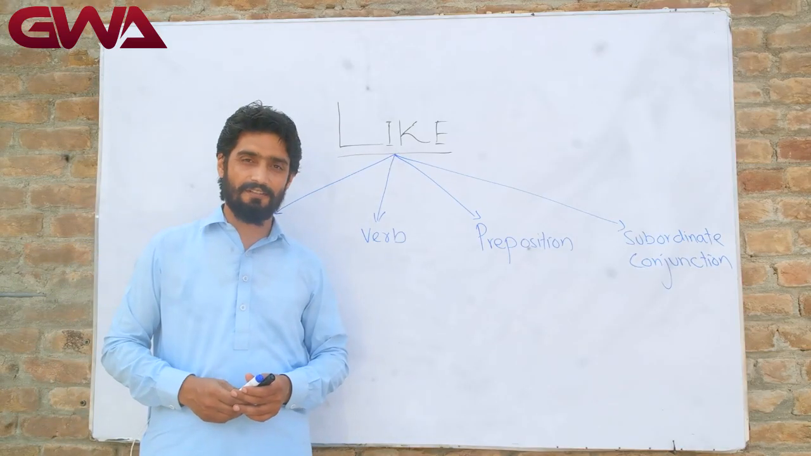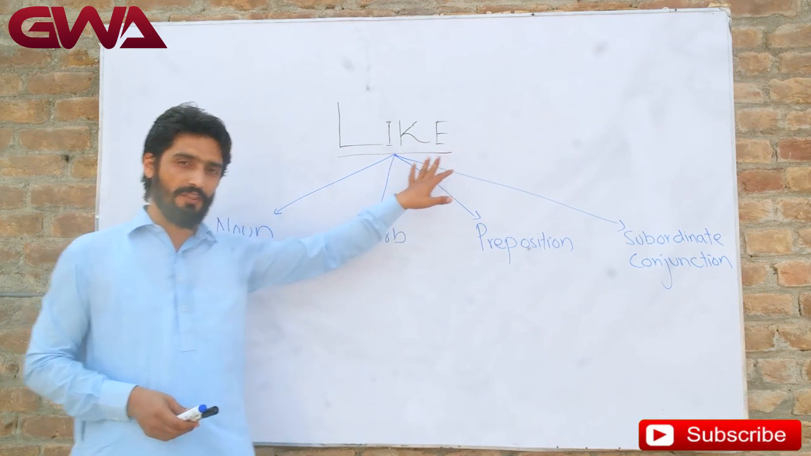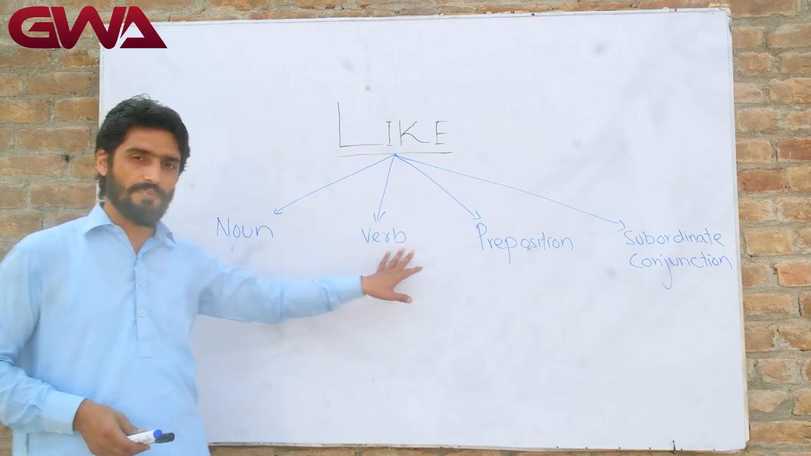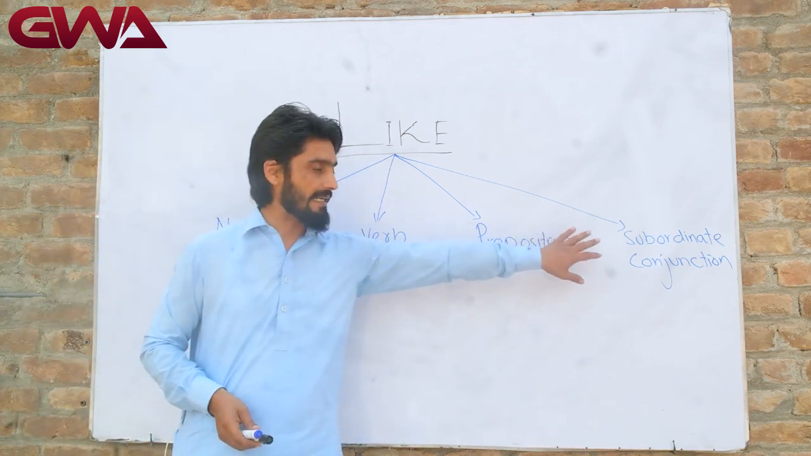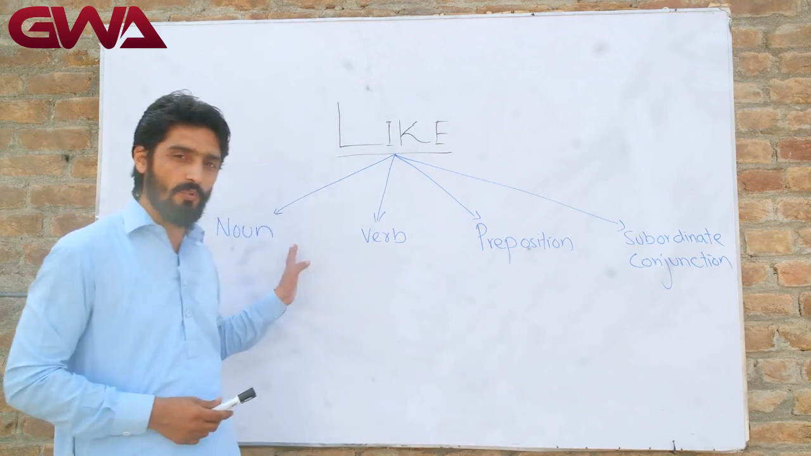Welcome back, guys. Today our topic is "like." The word like can be used as a noun, as a verb, as a preposition, and as a subordinate conjunction. Let's study them one by one.